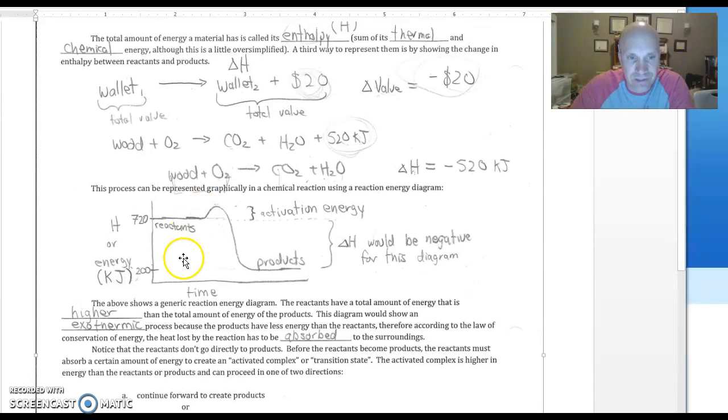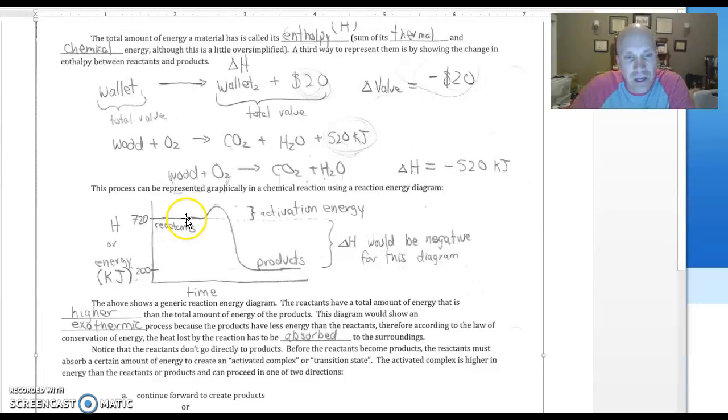The last way to represent this is what's called an energy diagram. What we're going to do is represent enthalpy on the y-axis, and we're going to represent time on the x-axis. I've put some numbers in here that represent the amount of energy that the reactants and the products have. Notice that in the beginning we've got the reactants, in the end we've got the enthalpy of the products. The difference between the energy of the reactants and products is 520. If you go from 720 to 200, that's 520. That would correspond to this right here.